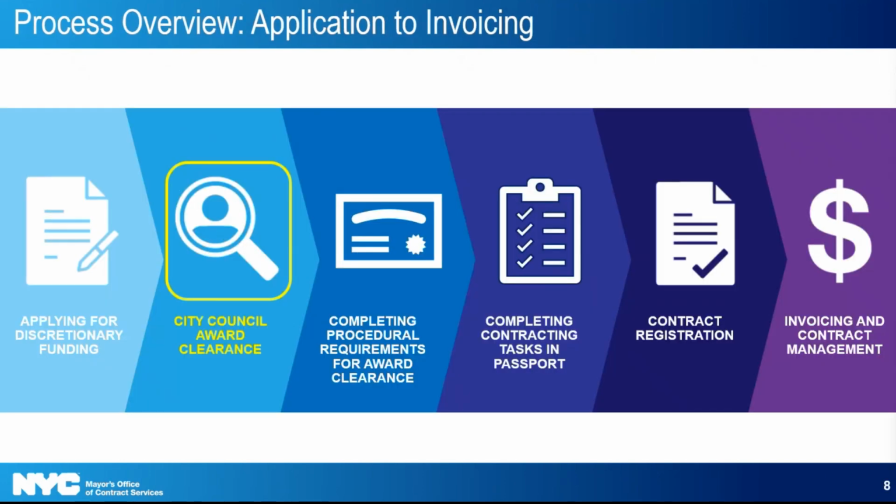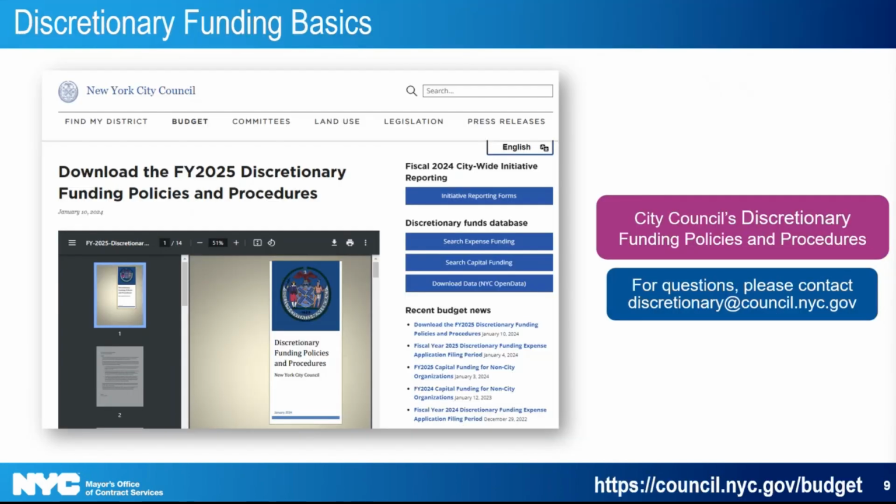If an organization has submitted their City Council discretionary funding application by the established deadline, their application will be reviewed by City Council for award clearance and designation. City Council will review applications through their internal vetting process, which is outlined in the Discretionary Funding Policies and Procedures Guide. This guide also includes a glossary of terms such as Schedule C and transparency resolutions. For any questions concerning the application and City Council clearance status, please contact the City Council Discretionary Unit at discretionary@council.nyc.gov.